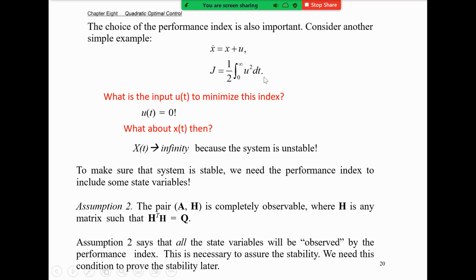index has to include some state variables. Not necessarily all of them, but let's say if we include some of them, and those state variables behave properly, then we know, because the state variables are related to each other in some sense, that if part of the state variables go to 0, the other state variables will also go to 0. Okay, that is the second condition, that the performance index has to include some state variables.